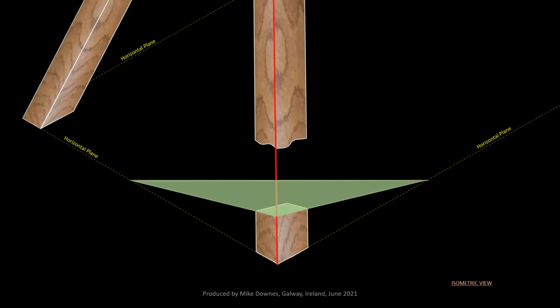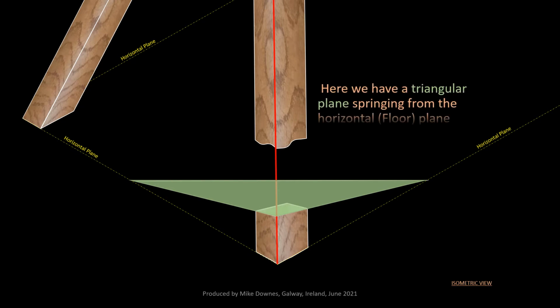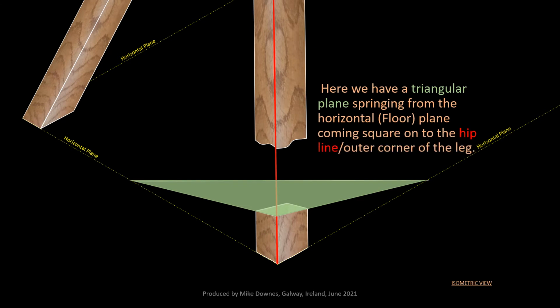Here we have a triangular plane springing from the horizontal or floor plane, coming square onto the hip line or outer corner of the leg. You can see here that the tip of the isosceles triangle has to rise from the floor plane so as to cut square across the inclined leg. So even though the two surfaces of the leg make a 90-degree angle on the floor plane, the angle will be greater than that where this triangular plane cuts the leg.